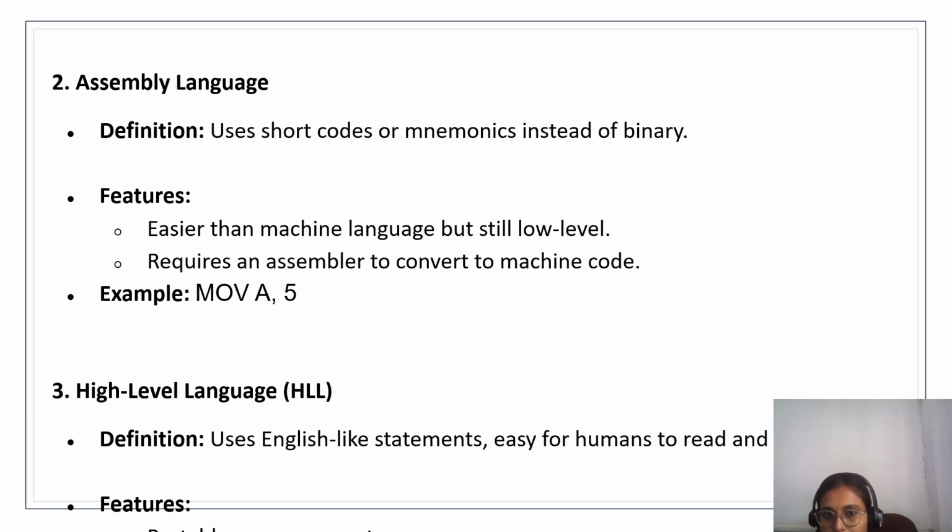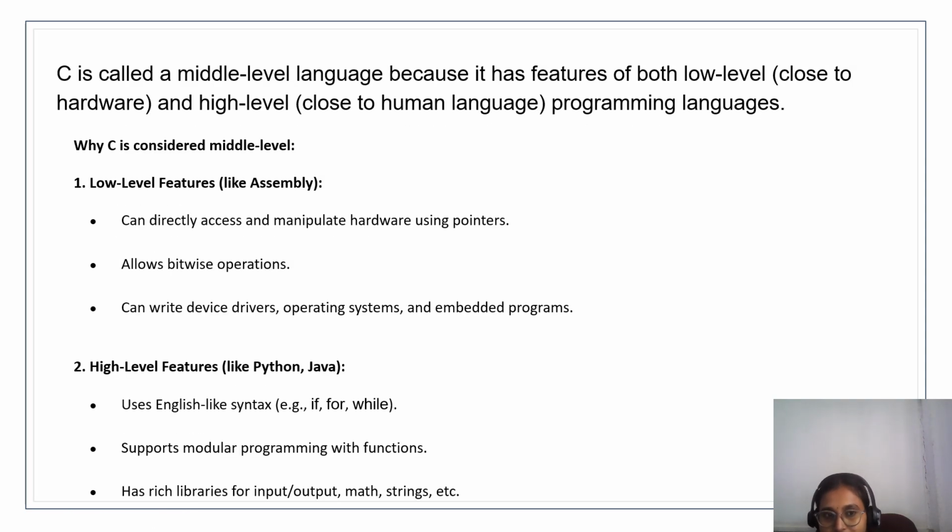It uses short codes, and instead of binary numbers we use codes in a human-readable form. The features of assembly language are that it is easier than machine language but still low level, and it requires an assembler to convert into binary code. And then coming to high level language, we use English-like statements to write the code, in a human-readable form, so a person can easily read and write.